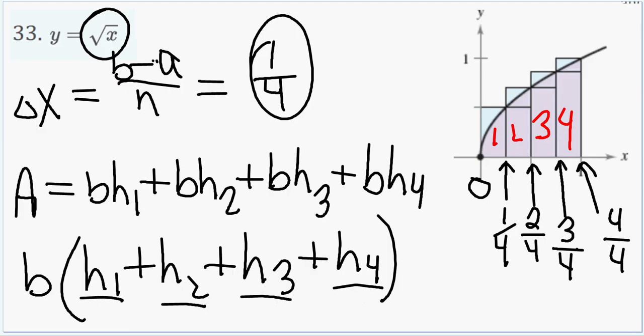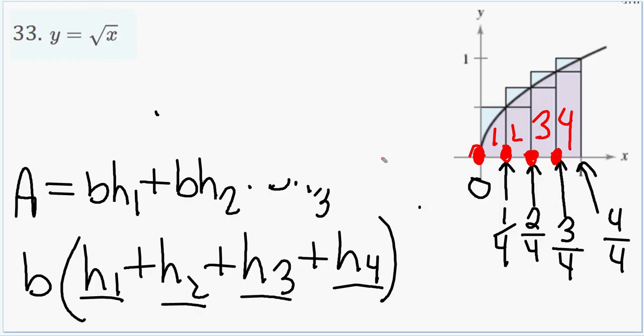Now I'm going to do a little color coding on the picture. I'm going to use red dots for the left endpoints. So these red dots give me the left endpoints of rectangles 1, 2, 3, 4. And I guess I can erase this.